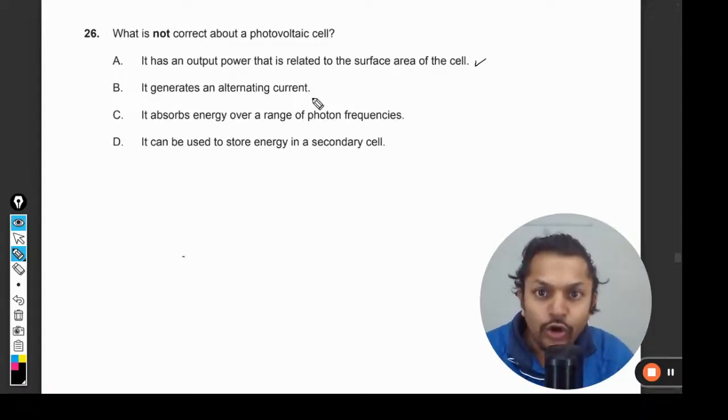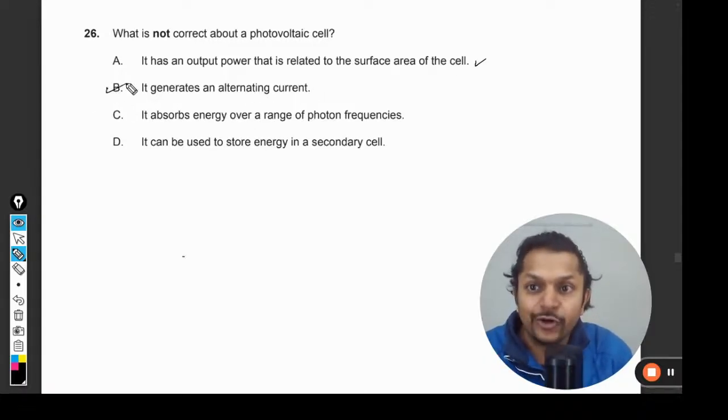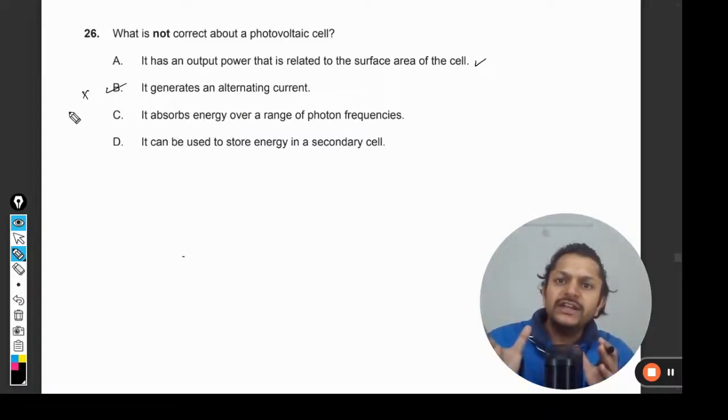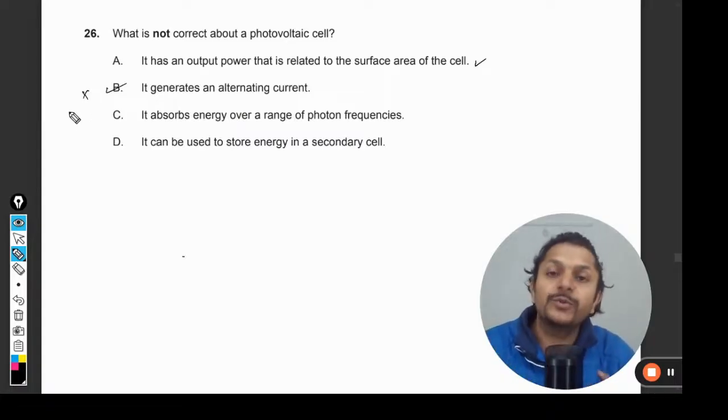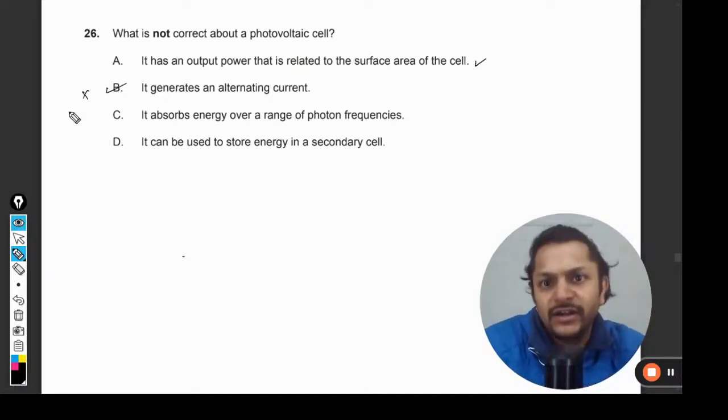It generates an alternating current. This is wrong, because a solar cell, a photovoltaic cell, is always producing DC current. That has to be converted into alternating current later.